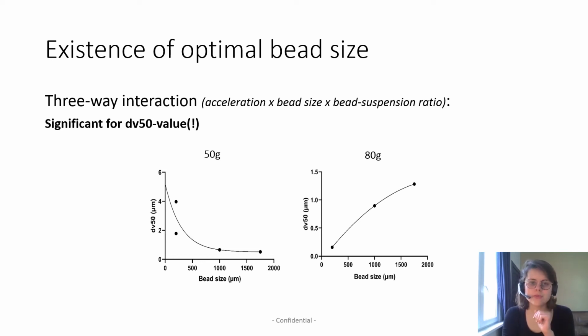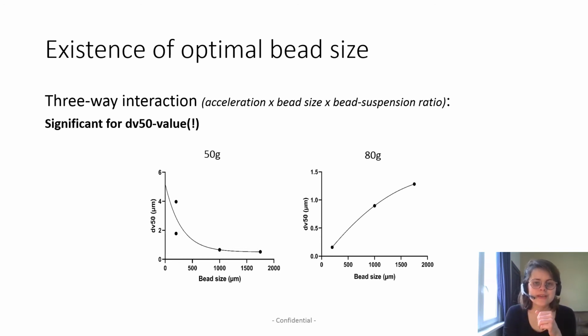And how did we prove this with this DOE? First of all, via that three-way interaction, which was significant for the DV50 value. This means that depending on your acceleration, for example, if you alter the acceleration, this will alter how the bead size versus bead suspension ratio two-way interaction behaves. So it really shows the complexity, and that these two variables, acceleration and bead suspension ratio, will have an influence on which bead size is actually optimal.